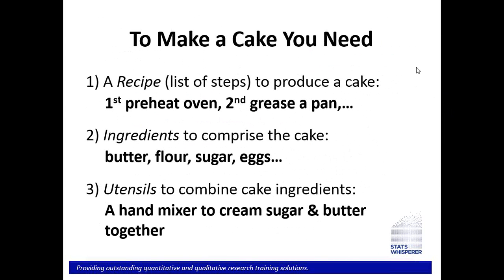Now seriously, to make a cake, you need a recipe, which is a list of steps to follow to produce the cake. For example, the steps often include first preheat the oven, second grease the pan, and so on. Number two, you need ingredients to comprise the cake: butter, flour, sugar, eggs. And third, you need the utensils to combine the cake ingredients, such as a hand mixer to combine the cream and sugar and butter all together.